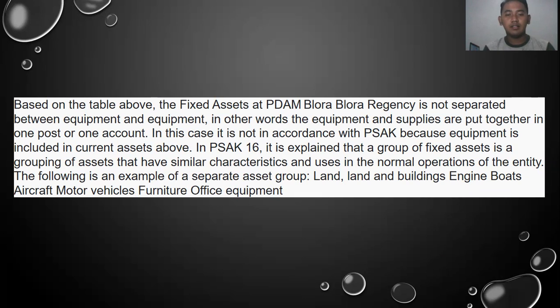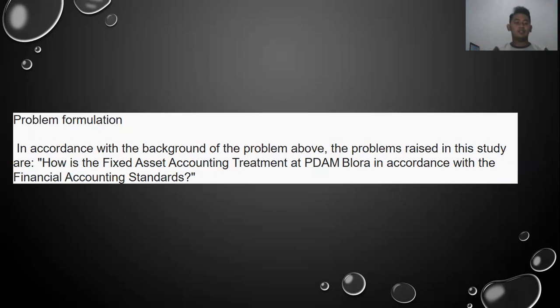In PSAK, it is explained that a group of fixed asset is a grouping of assets that have similar characteristics and are used in the normal operation of the entity. The following is an example of a fixed asset group: land and building, engine, goods, aircraft, motor vehicle, furniture, and office equipment.